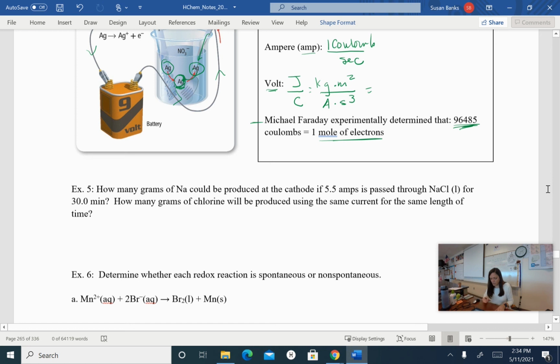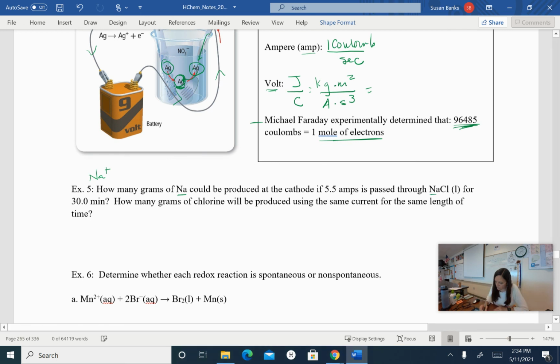Example number 5. How many grams of sodium would need to be produced at a cathode if 5.5 amps is passed through liquid sodium chloride for 30 minutes? So let's think about what it takes to make sodium from sodium chloride. Now the sodium in sodium chloride is an Na plus ion. Hopefully you agree with that.